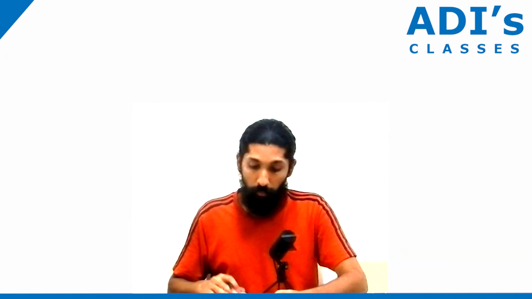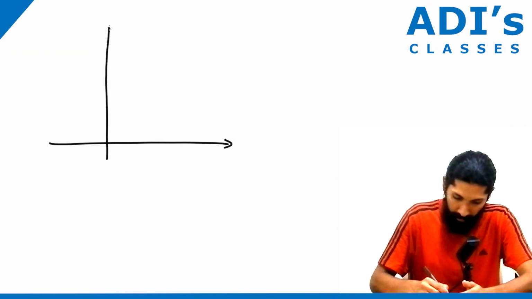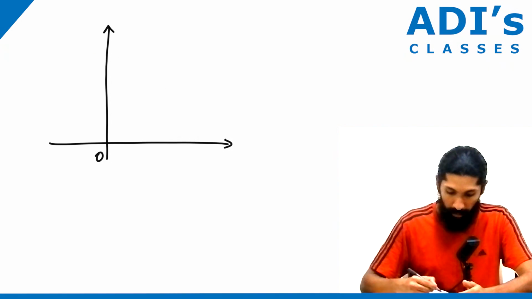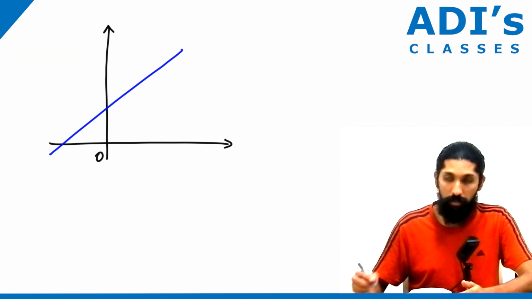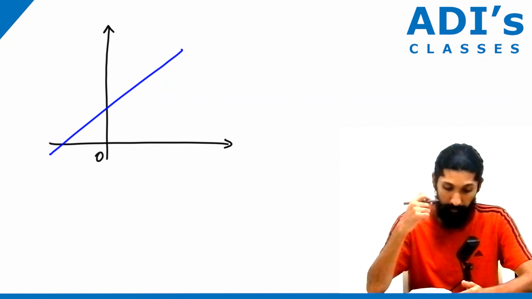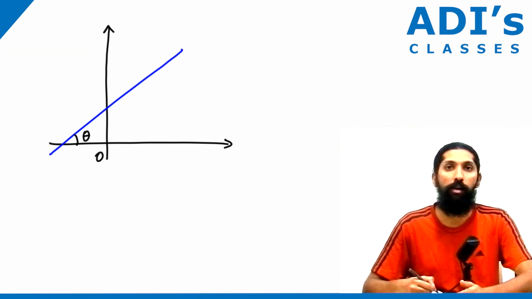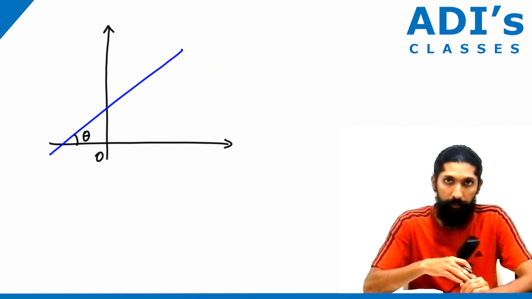Now, in this case, it's a very simple thing. Again, we start with the coordinate axes, the x and y axes. Now, here we have a line. Let's assume that the line is going like this. Fair enough. Now here we have angle theta. Now theta is the slope, correct?